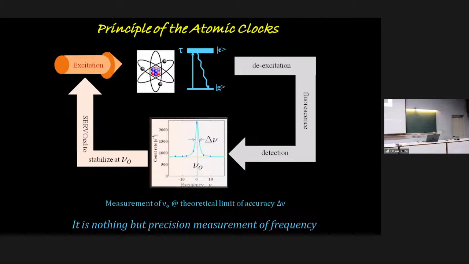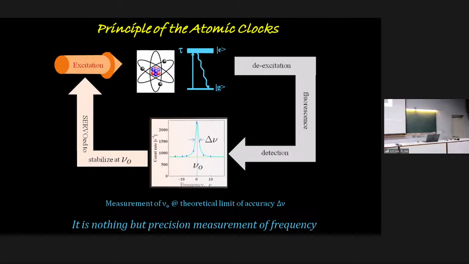Now coming to your question, this tau is a property of a particular state. Every atom has several states, so each state will have a different tau. If it is an electric dipole transition, then this tau is much smaller. The excited state lifetime is much smaller. If it is a quadrupole, octupole, or any higher transition, this tau becomes larger and larger.